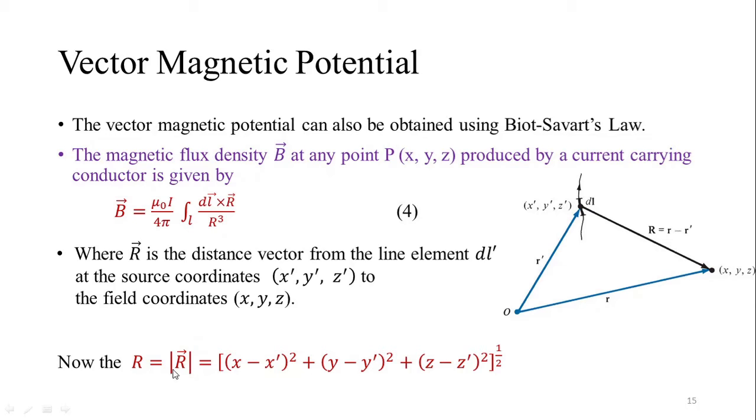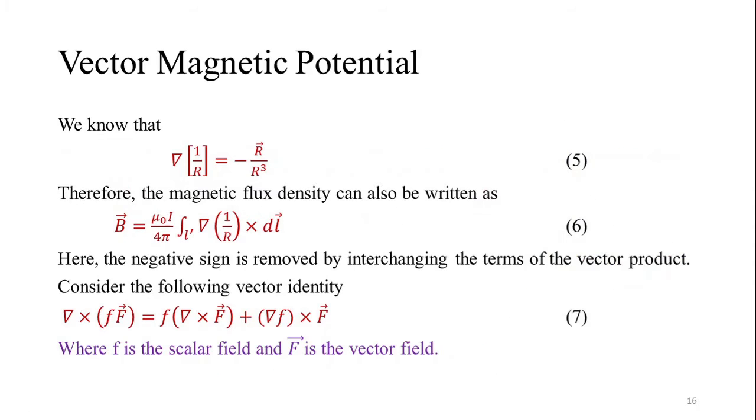So the magnitude r is x minus x dash square plus y minus y dash square plus z minus z dash square, power 1 by 2. We know that del of 1 by r is equal to minus r vector divided by r cube. You can derive this. Using that property, you can change equation 4 into B vector is mu naught I divided by 4 pi line integral of del of 1 by r cross dl. Here the negative symbol is removed by interchange in terms of the vector product.